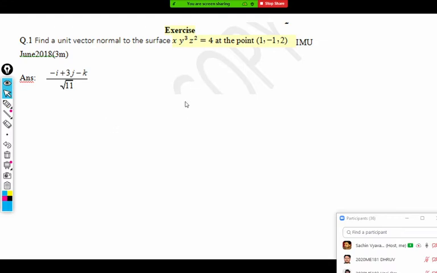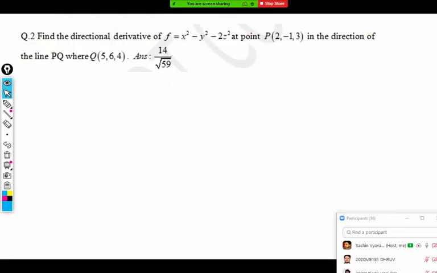So the second question. Example 2 is on the screen now. Find the directional derivative of the function f along PQ. We already completed this type of example, but it is a repetition. So we want the directional derivative of the function f along PQ. The step number 1 will be the del f vector.